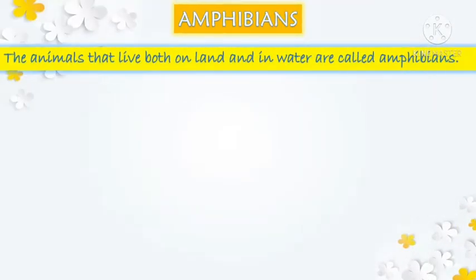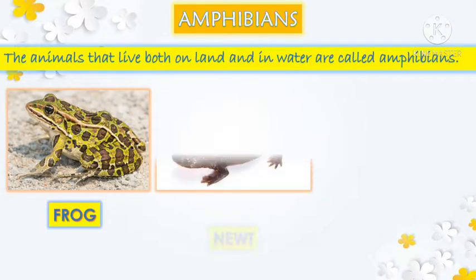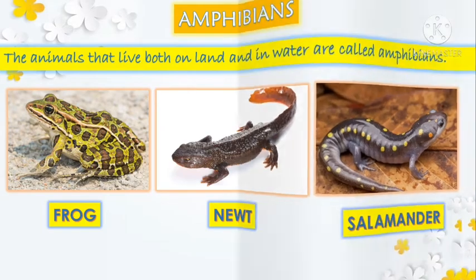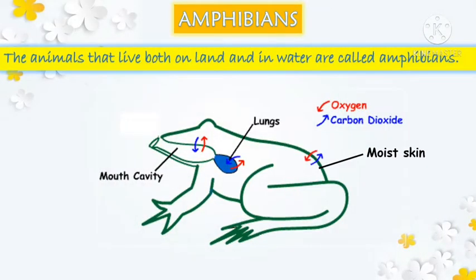Amphibians. Children, the animals that live both on land and in water are called amphibians. Some examples of amphibians are frog, newt, and salamander. Children, amphibians breathe through their lungs and moist skin. They lay their eggs in water. The young ones of amphibians do not resemble the adults.